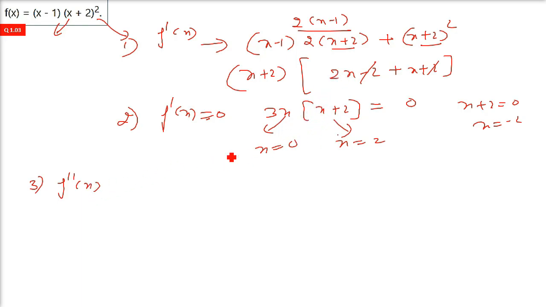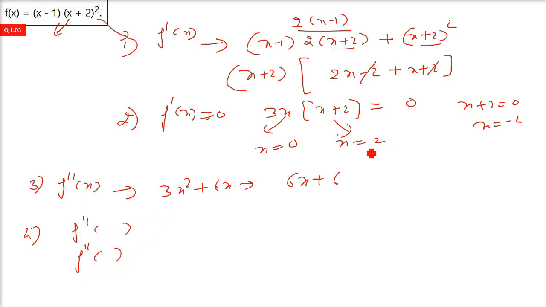That is the double prime, or double differentiation, we have to do for 3x(x + 2). That is why I was telling you that you need to multiply this inside: 3x² + 6x. Differentiating it again, it will be 6x + 6. Now you have two critical values, so we have to find f''(0) and f''(-2). When you place 0 here, you get 6 into 0 plus 6, which is 6.